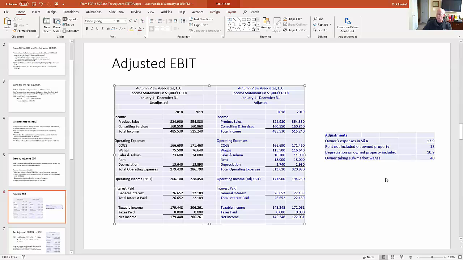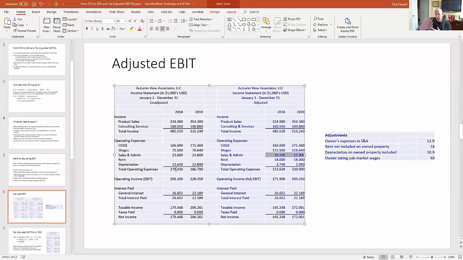And these are not trivial. We've got to make sure that we're paying good attention to this. I think I bypassed the owner's expenses in S&A. So the sales and administrative expenses that we see here for 2018, 2019 are much higher than the ones we see under the adjustment. And that's because we've backed out of them the $12,900 owner's expenses. So we end up with a very different operating expense line here, much higher as it turns out than it was in the unadjusted statement.